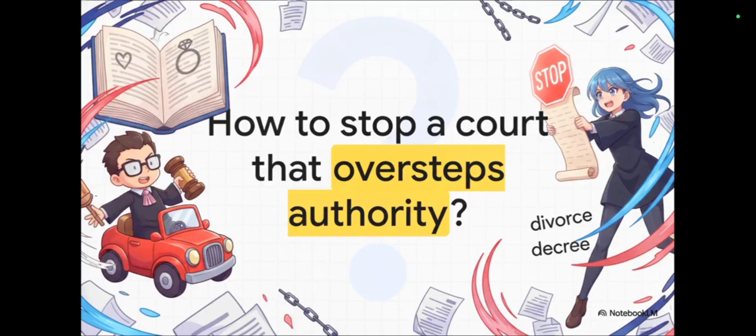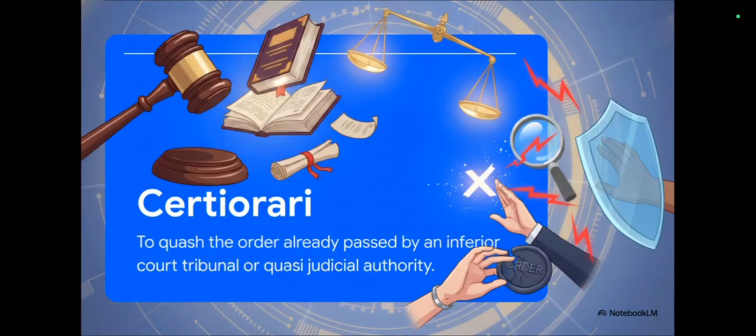So how do we stop a court or tribunal that goes entirely out of its lane and oversteps its authority? ¿Cómo detenemos a un tribunal que se extralimita? Well, if the traffic court has already issued that ridiculous divorce decree, you need certiorari. The textbook tells us this means to be certified. Its intended purpose is specifically to quash, or cancel out, an order that has already been passed by an inferior court, tribunal, or quasi-judicial authority. It is literally the legal equivalent of a higher court hitting the undo button on a lower court's finalized mistake.